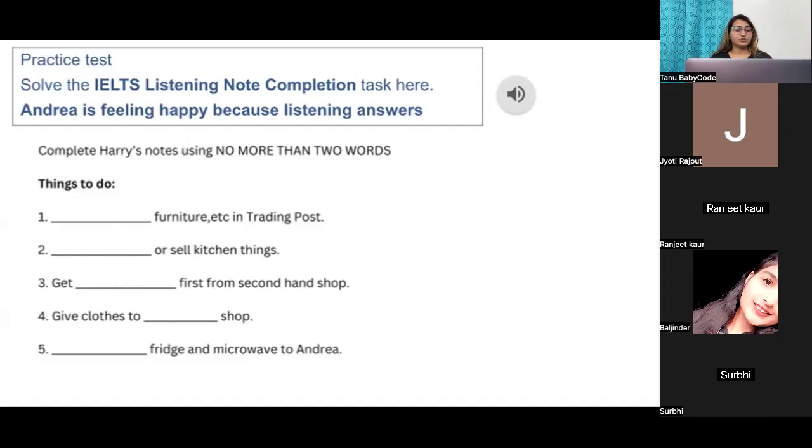Yes, ma'am. Then, from the second-hand shop, what will he get? He will get a quote first, to find out what it is. And then who will he give the clothes to? To charity. And the last one was, yes, ma'am, fridge and microwave to Andrea, he will sell.